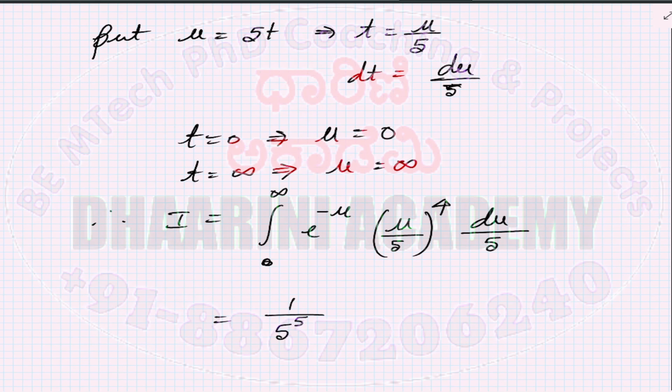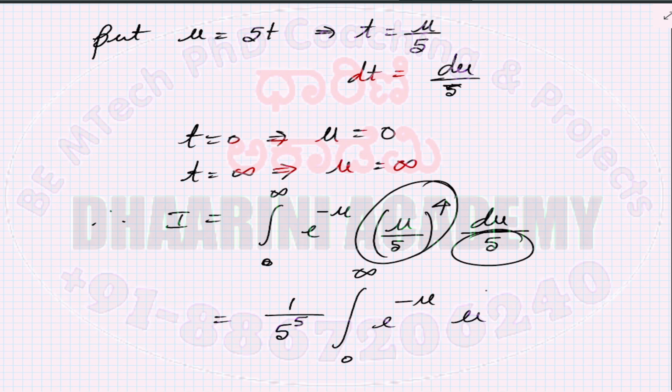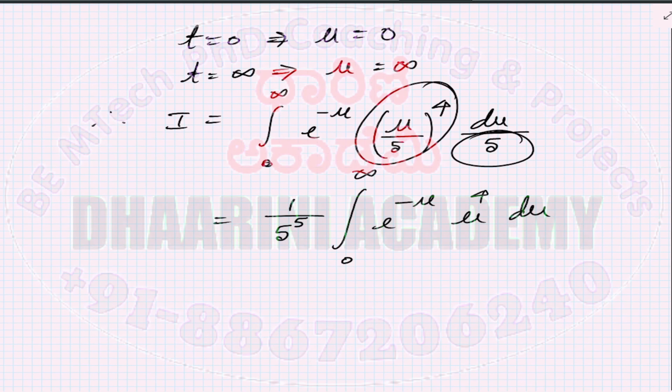That's because 5 to the 4 comes from one term and another 5 comes from this side. So that is 5 to the 5, integral 0 to infinity. Write it in the required format, that is e to the minus u, u to the power 4 into du. So now I understand that this is in the required gamma function format with n minus 1 equal to 4. So what is n? n equal to 5.